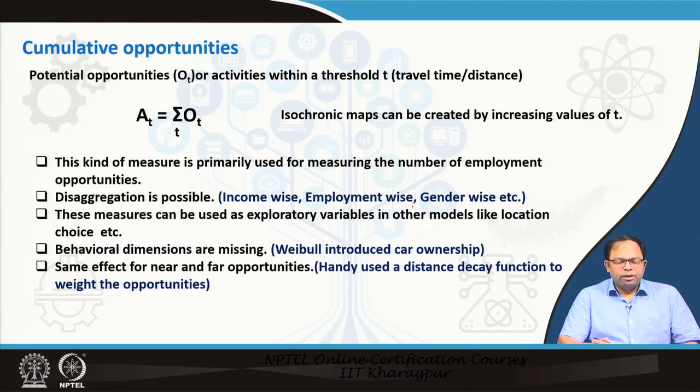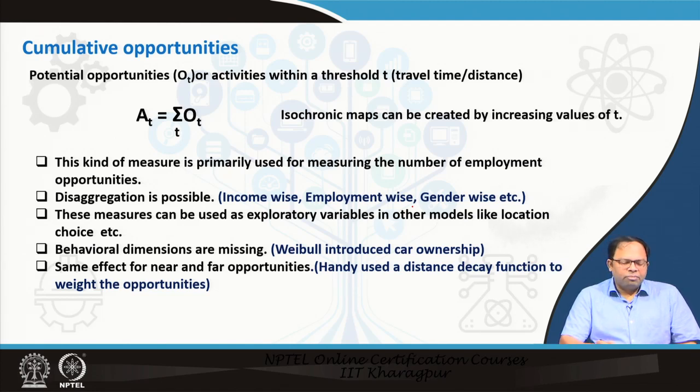So that may play a role. These measures can be used as explanatory variables in other models like location choice as well, and we will come to location choice models in the next lecture. In location choice models, people use this kind of measure to understand what opportunities are there around, and accordingly they locate themselves in a particular area.